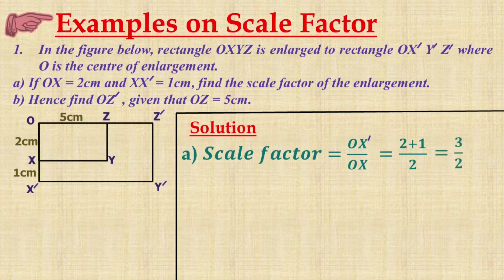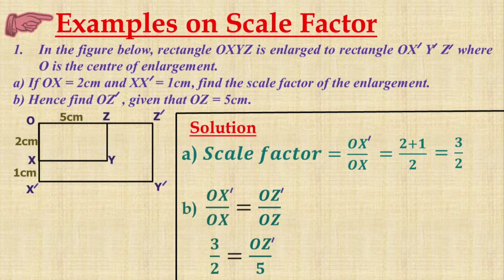In part B of the given question, you are asked to find OZ prime, given that OZ is equal to 5 cm. Remember that the ratio of the corresponding sides of similar figures are equal. Therefore, OX prime all over OX will be equal to OZ prime all over OZ. OX prime is equal to 3 and OX is equal to 2 and OZ is equal to 5 cm. Therefore, 3 all over 2 will be equal to OZ prime all over 5.